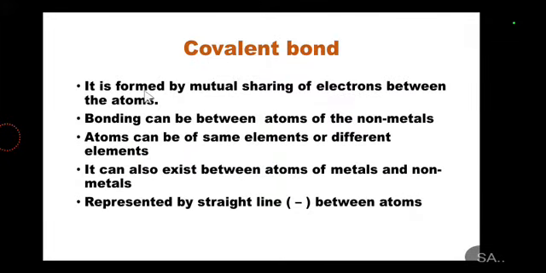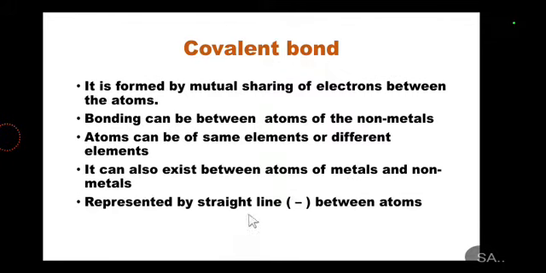Well, a covalent bond is formed by the mutual sharing of electrons between atoms. It means there is no transfer, no gain, and no loss of valence electrons by the atoms. Instead, there is mutual sharing in order to complete either the octet or the duplet. This is how the covalent bond forms between atoms. The bonding can be between atoms of nonmetals, and the atoms can be of the same element or different elements.